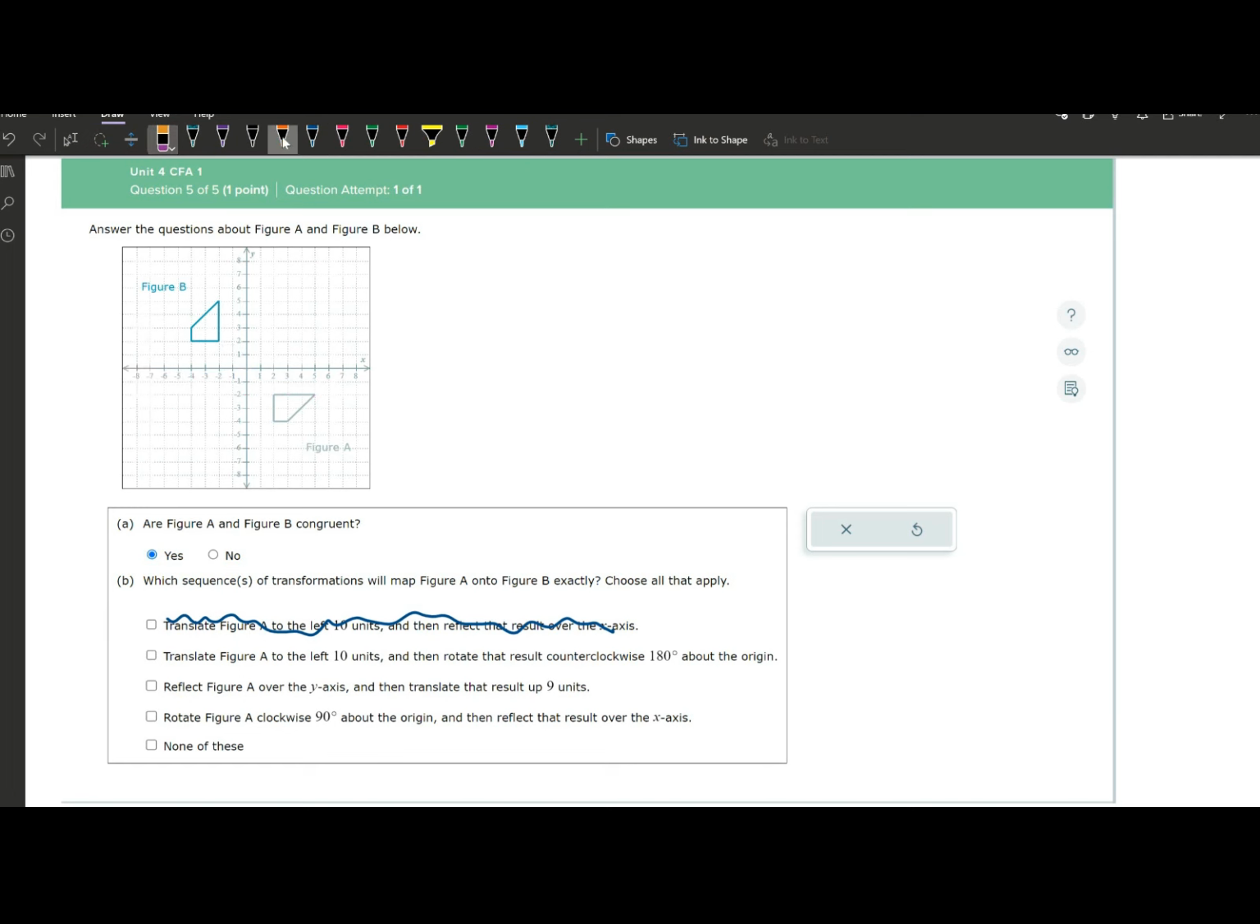Now the second statement, they say to translate figure A 10 units to the left and then rotate the result counterclockwise 180 degrees about the origin. So I'm going to bring those back. We still have to translate figure A 10 units to the left, so we're going to keep that. Okay, so we did move them 10 units to the left, and then what we're going to do is rotate the result counterclockwise 180 degrees about the origin.